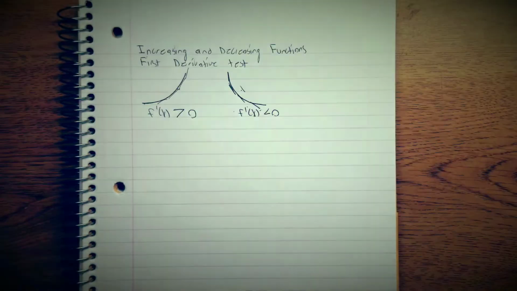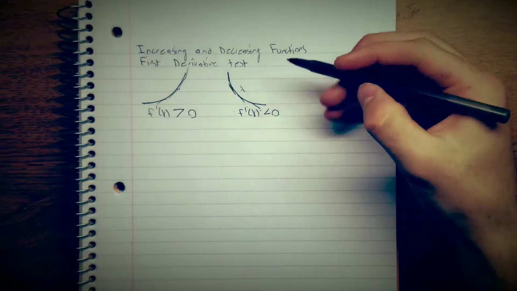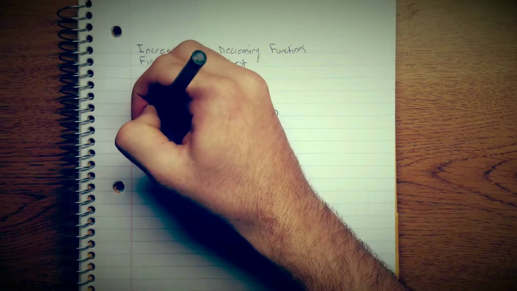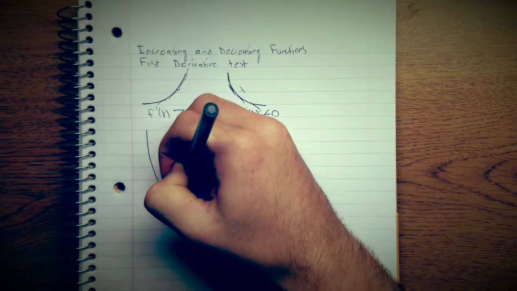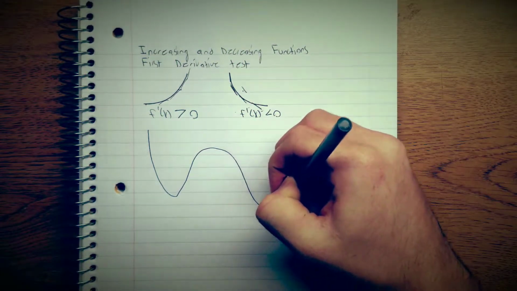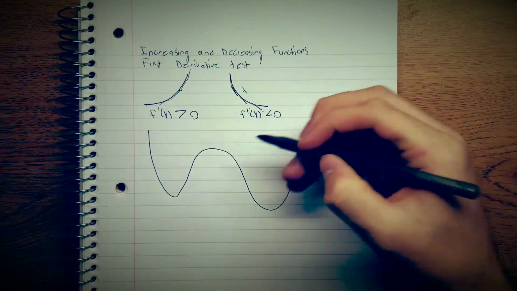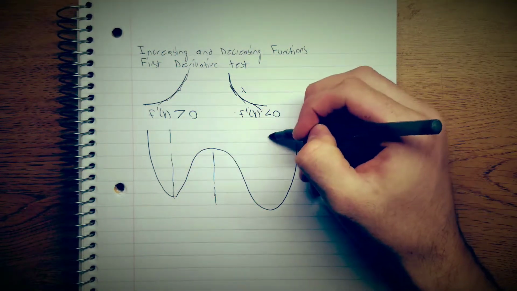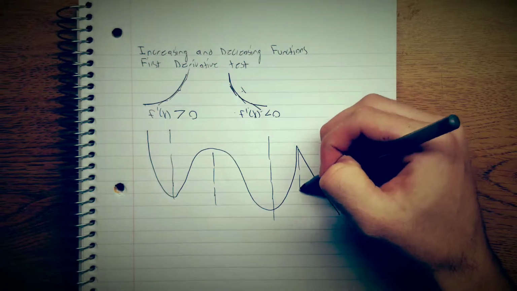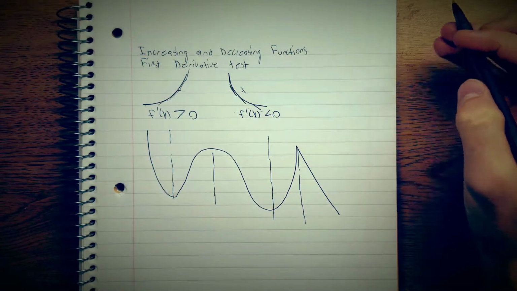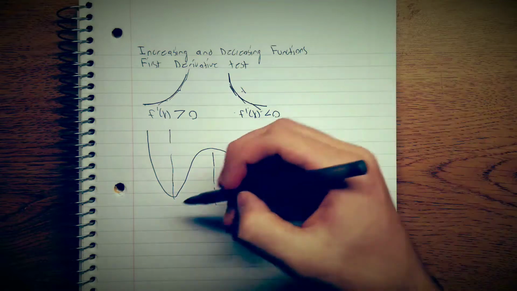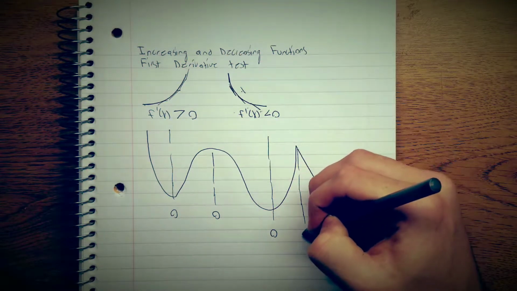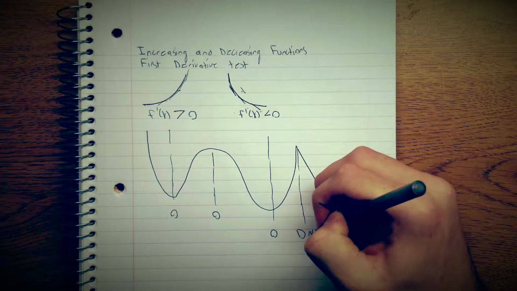So we use critical numbers to separate the increasing and decreasing functions. For example, let's say we have a graph that looks something like this. We have a critical value here, here, here, and here. So the slope of the graph here would be 0, 0, 0, and does not exist.